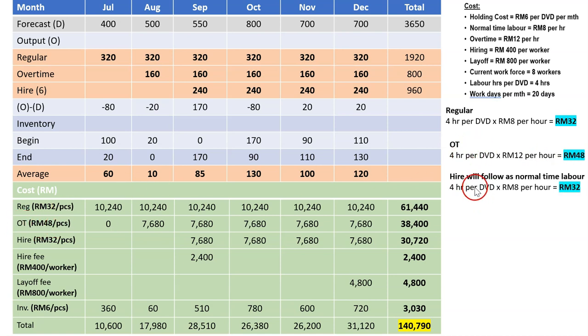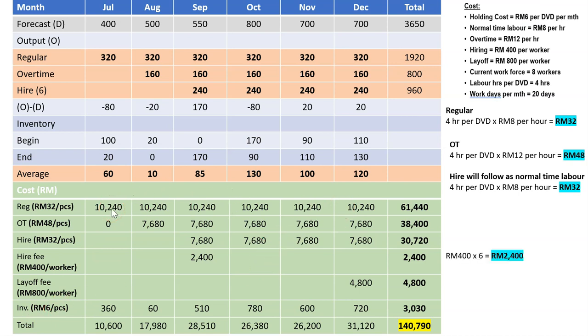And then for hiring, we know that it follows normal time labor, 8 ringgit. So 4 hours per DVD times 8 ringgit will be the same as the regular. So 32 ringgit will be here. Now you need to put 1 row for the hire fee, which is 400, and 1 row for layoff fee, which is 800. And inventory, the holding cost is 6 ringgit per DVD. So it's 6 ringgit per piece. Now let's start to do the costing.